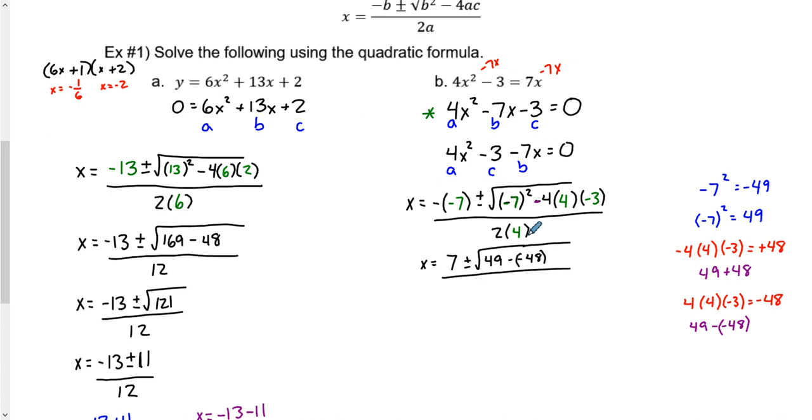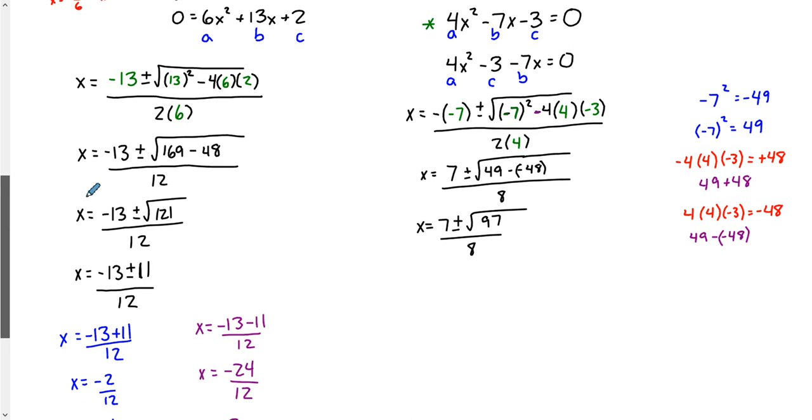Again, making sure you take this entire numerator and divide it by the entire 2 times 4, which is 8. So 7, add or subtract, 49 subtracting -48 should be a +97. Double check that. Yep. Now the square root of 97, well, that's not really the nicest to do. We have to use our calculator. 97 is not a perfect square, which means you could identify what the square root of 97 is, and you could put that into our equation.